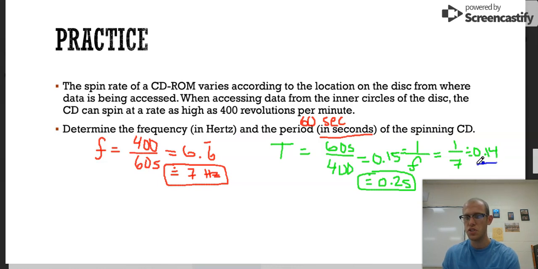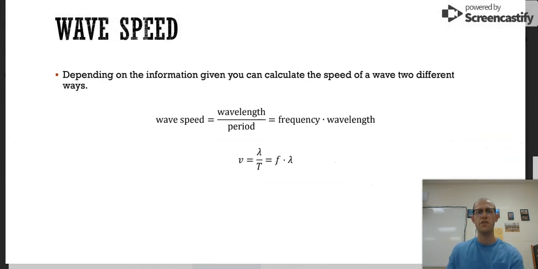So a little bit different just because of rounding issues over here. If I would have done 1 divided by 6.6, I probably would have got closer to the 0.15 that I wished. All right, next characteristic of waves. Let's talk about wave speed.